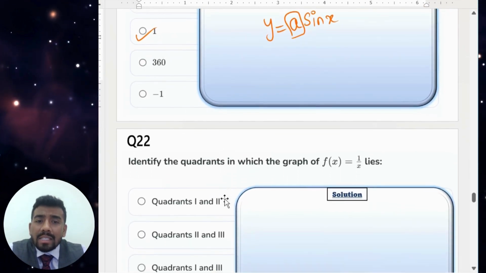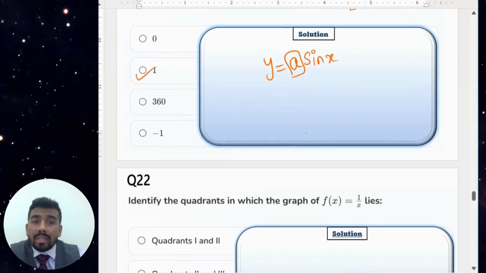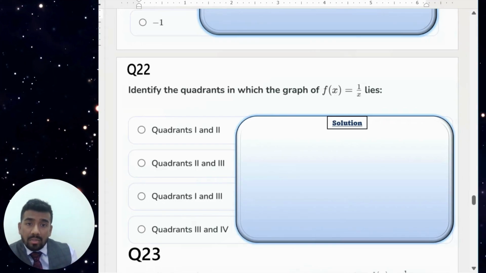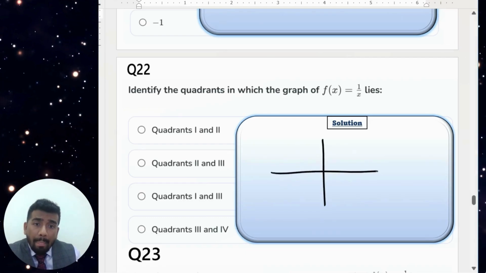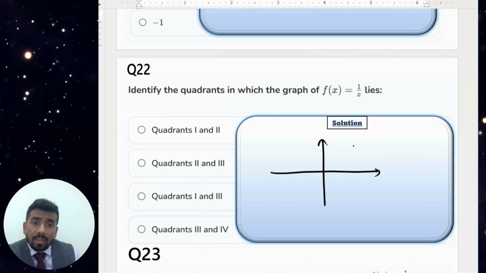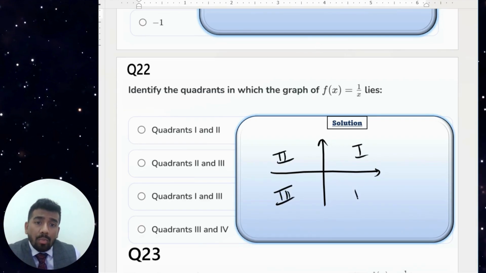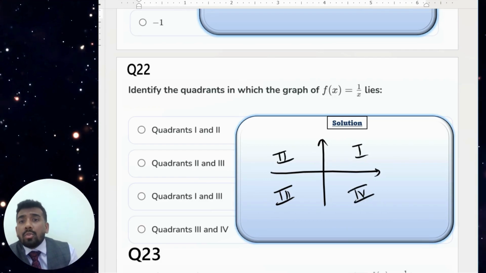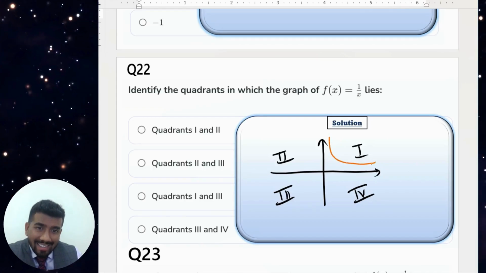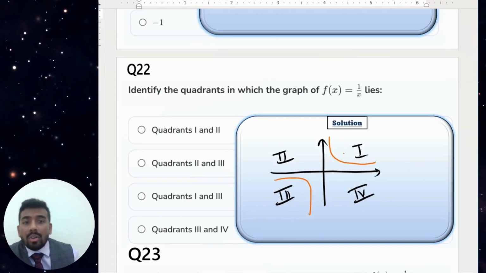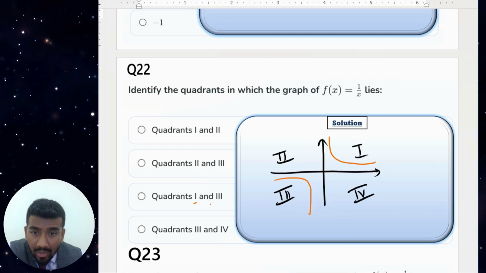Identify the quadrants in which this graph lies. Again, you know the graph of this one. Where does it lie? I'll draw it again for you guys so that every question has a solution in your part. So this is your first quadrant, second quadrant, third quadrant. These are the Roman numerals. So where will the graph lie for this? It lies here. So which quadrants? 1 and 3. Don't be in a hurry. Check. This is 1. This is 3.